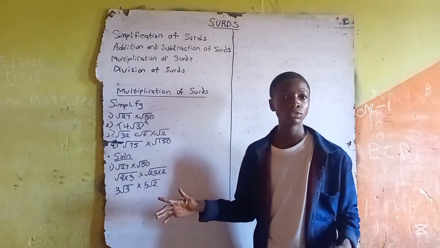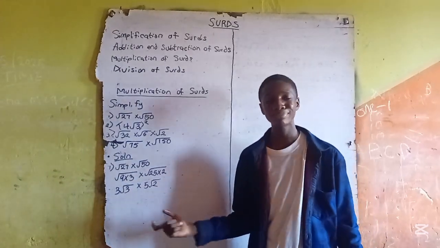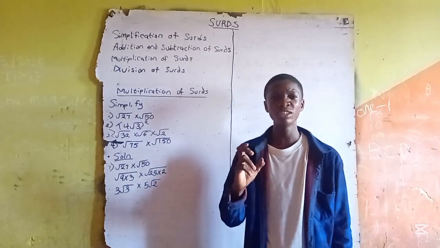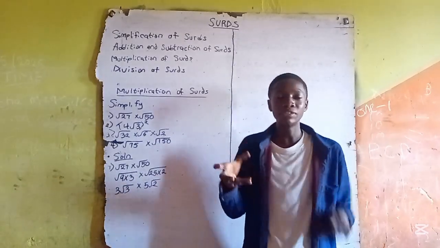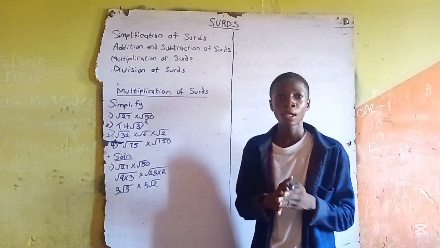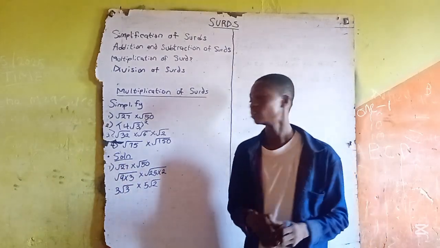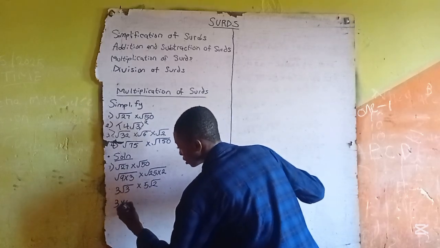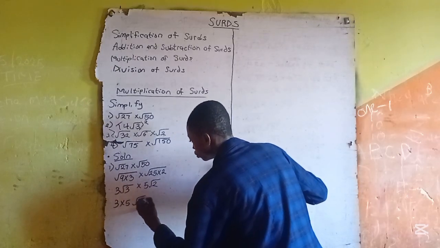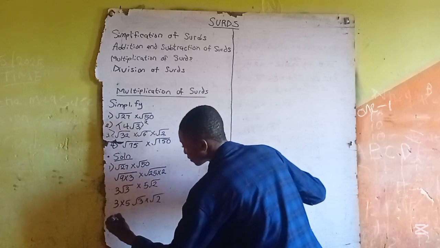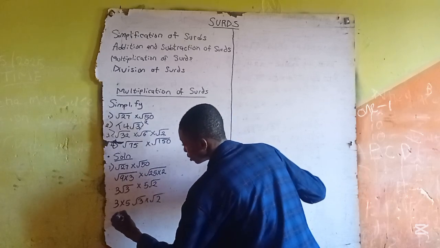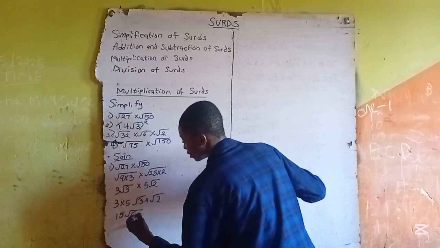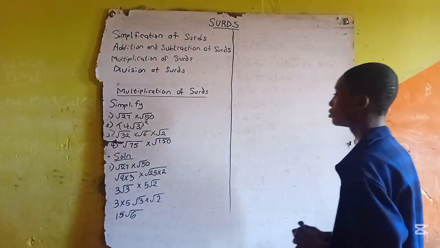In multiplication, you can multiply your roots together, but in addition, you are only allowed to add them if the roots are the same. If they are different, you write them differently. So now, let's first multiply the whole numbers, then multiply the roots together. 3 times 5 is 15. Root 3 times 2 is root 6. So that's our answer for the first question.